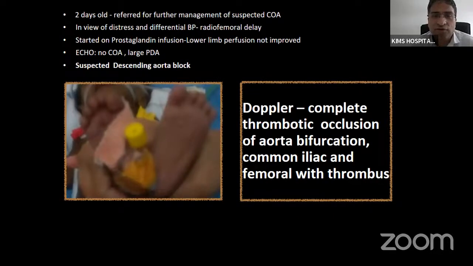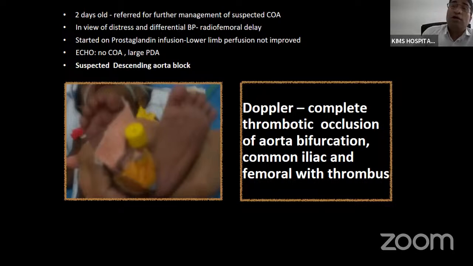A 2-day-old baby was referred for management of suspected coarctation in view of distress and differential BP. There is a radiofemoral delay. Started on prostaglandin infusion, but lower limb perfusion did not improve in spite of it. When we did the echo, because initially we thought of coarctation, there is no coarctation and there is a large PDA. The upper limb pulses are there, but lower limb pulses are absent, in the absence of aortic obstruction and coarctation. What may be the possibility?